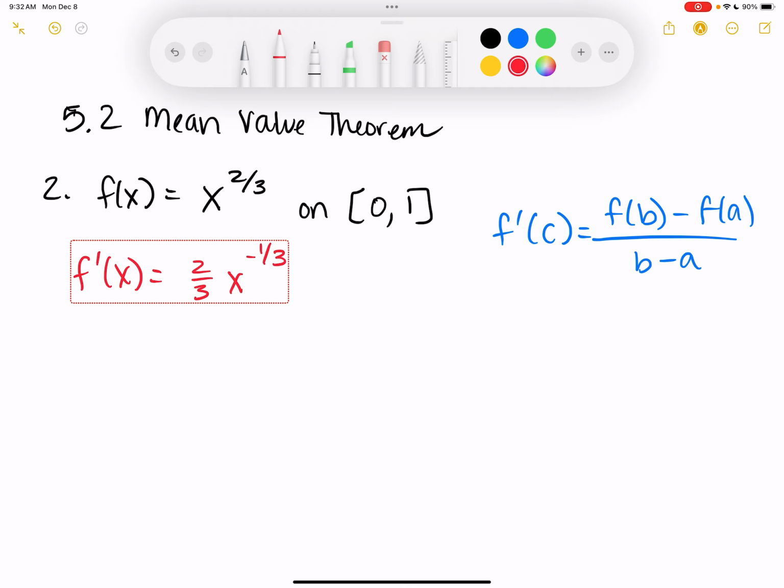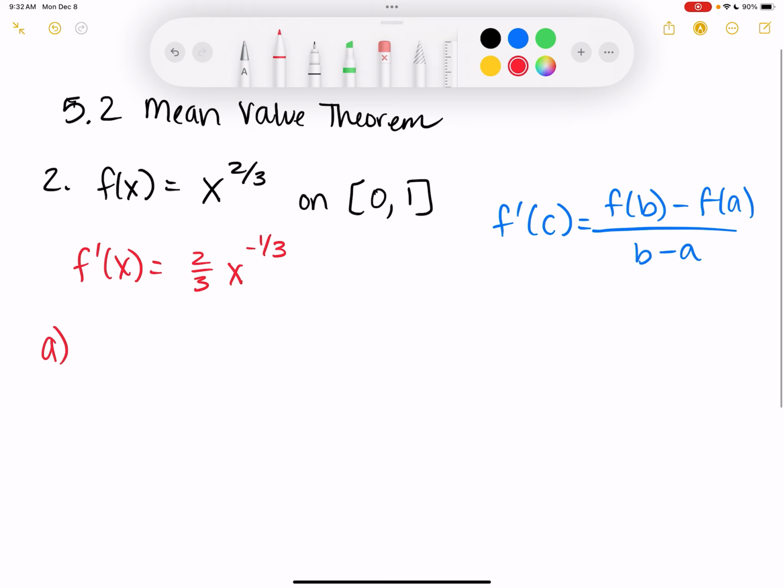But I know that this is a continuous function. It's just x to the 2/3. There are no issues on the interval that I'm on. So we would say 2/3 c to the negative 1/3 is equal to, and then we're going to use the mean value theorem: the original function evaluated at 1 minus the original function evaluated at 0.